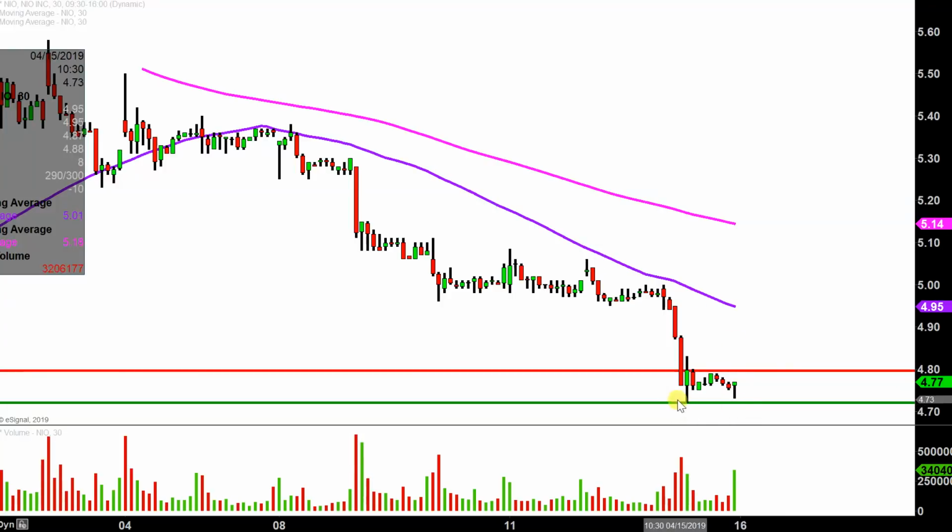But right now, potentially a double bottom going into Tuesday. We'll see if that can hold up or not. But yeah, bears are in full control of this one currently.